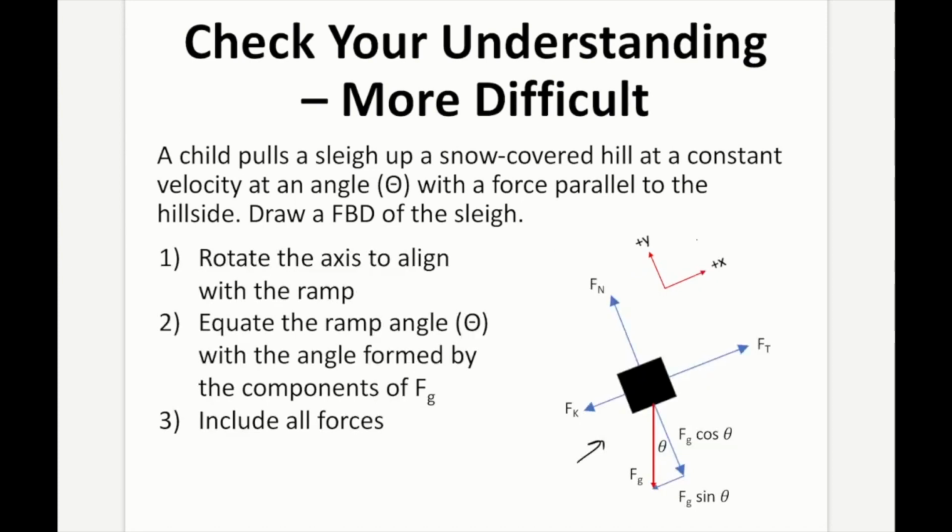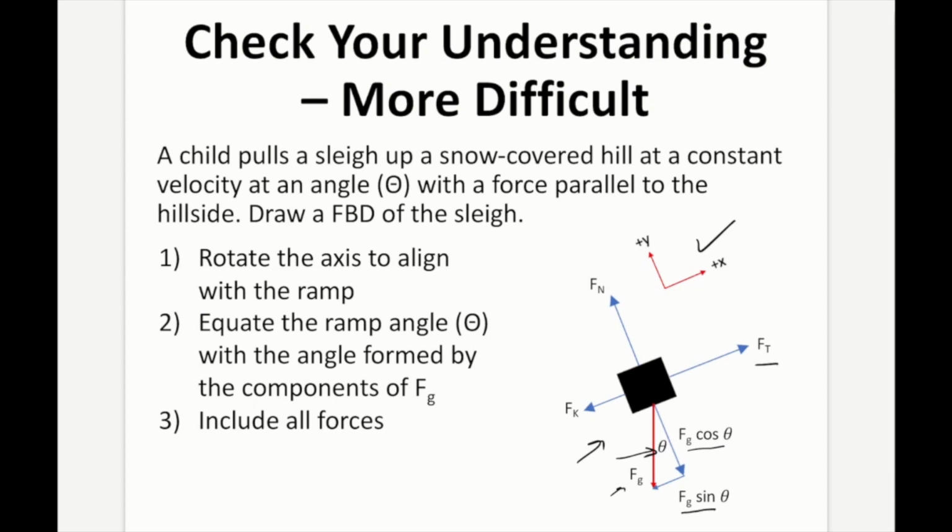So we rotated our axes. We got that. We equated the ramp angle theta with the angle formed by the components of Fg, and that's what we did right here. So you can see the components of Fg. Fg is located right here, and the components of Fg are going to be Fg cos theta and Fg sine theta, both with the same angle that the ramp is on. And then we include all the forces.